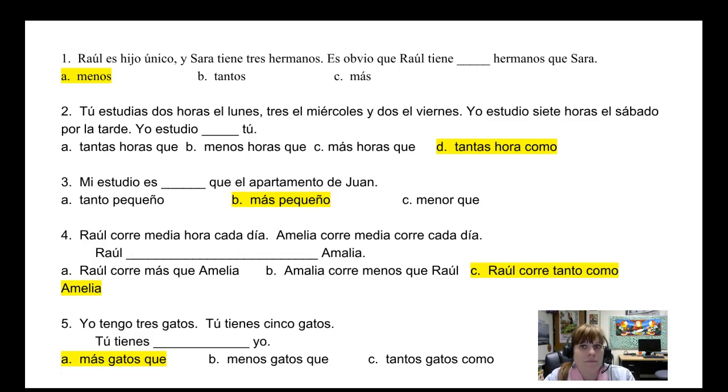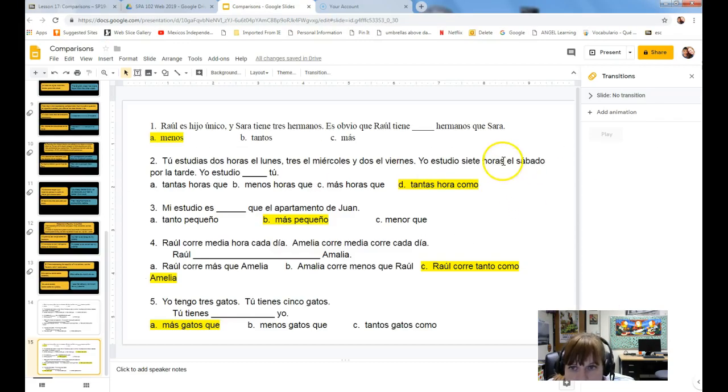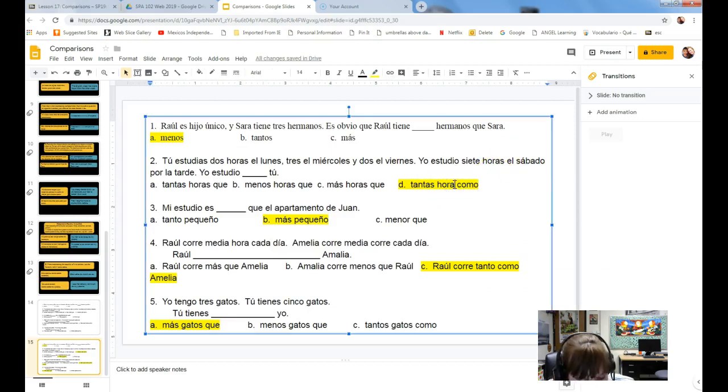Número 2. Tú estudias 2 horas al lunes, 3 al miércoles y 2 al viernes. Yo estudio 7 horas al sábado por la tarde. Yo estudio tantas horas que. Right, so no, tantas horas como. But I have to make sure that this says horas because everything has to agree with each other.